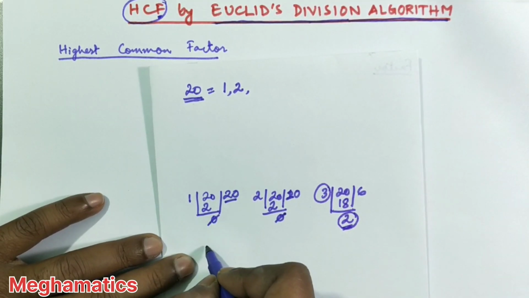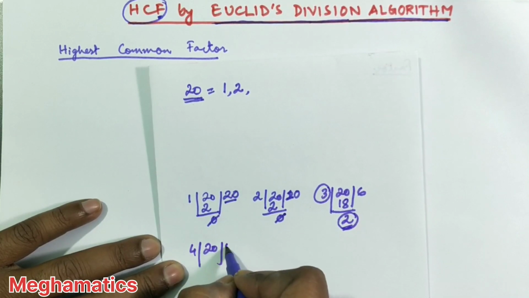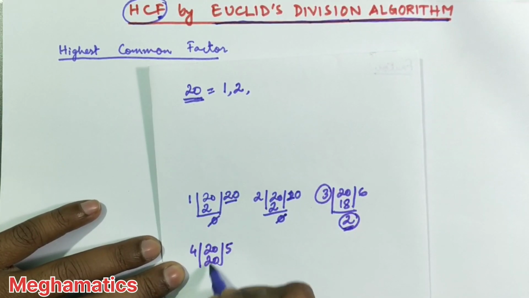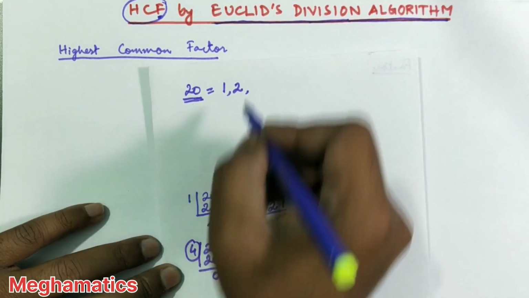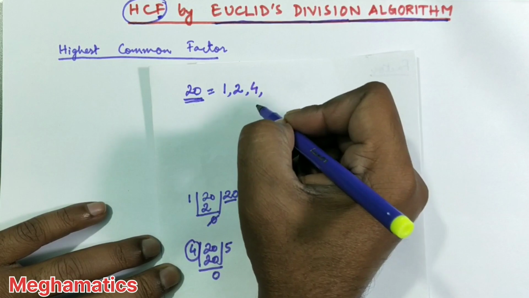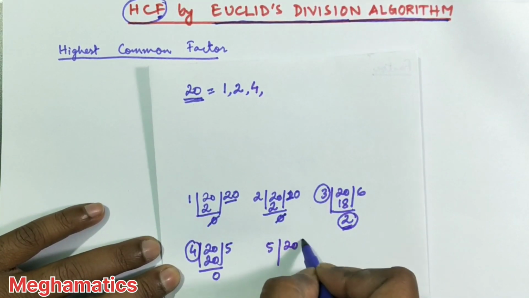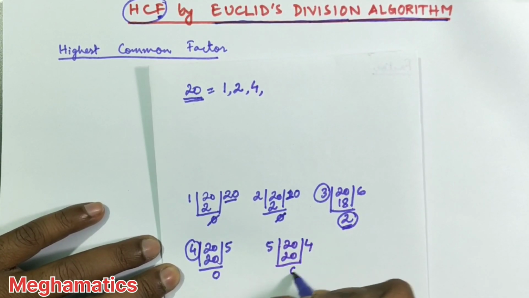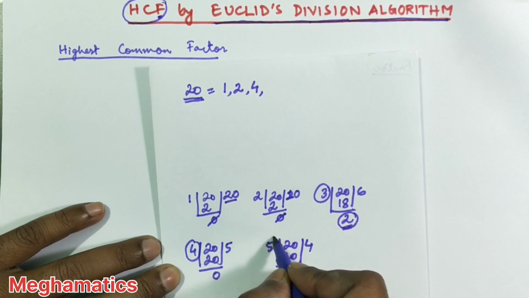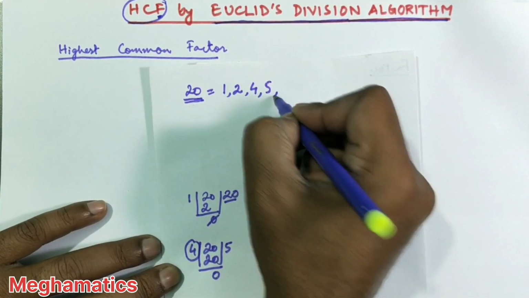Now we will try 4. If we try 4, we get 5 times, which is 20, and the remainder is 0. So 4 is also a factor. Then we will try 5. If we divide, we get 4 times, which is 20, and the remainder is 0. So 5 is also a factor.